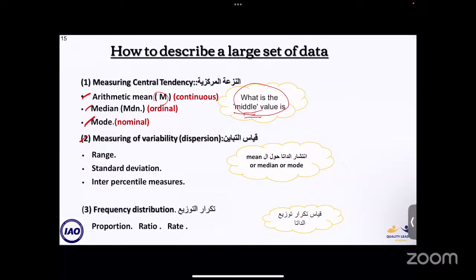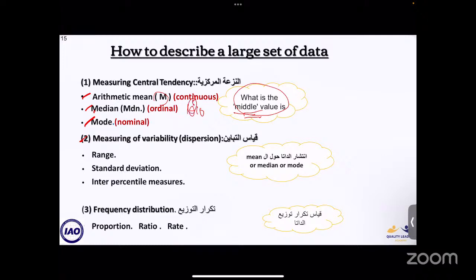Okay, what about the median? It is for ordinal data. This is the middle value when the data is arranged in ascending or descending order. So for example, in a pain scale from 1 to 10, the median tells us the midpoint of the responses. What is the middle here? It is the 5. That's the median.